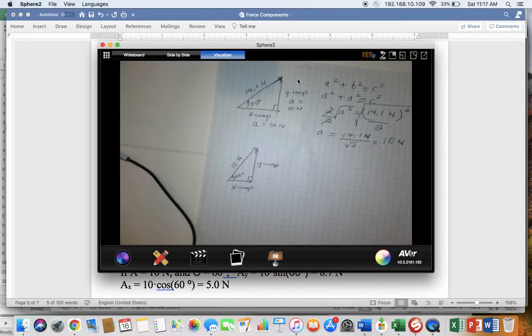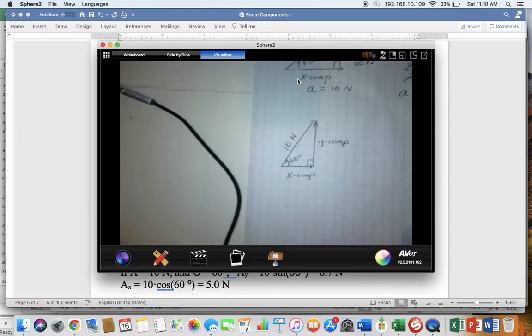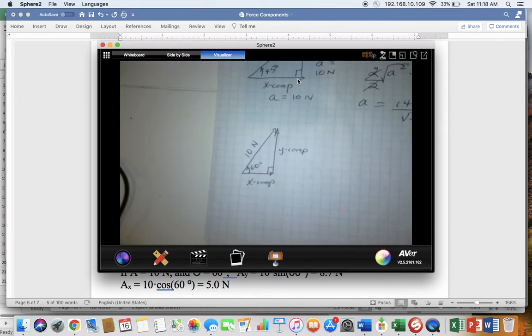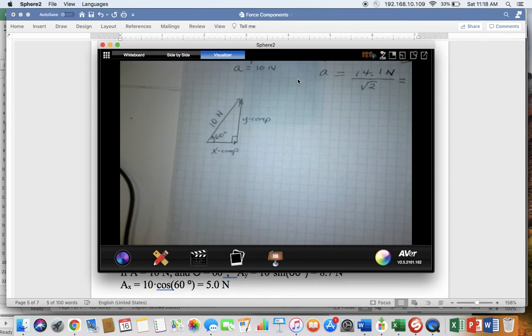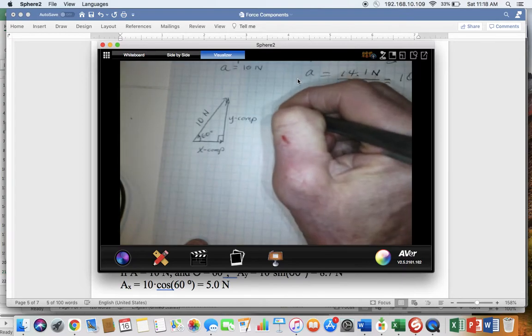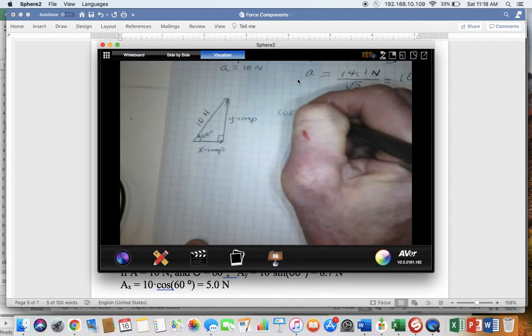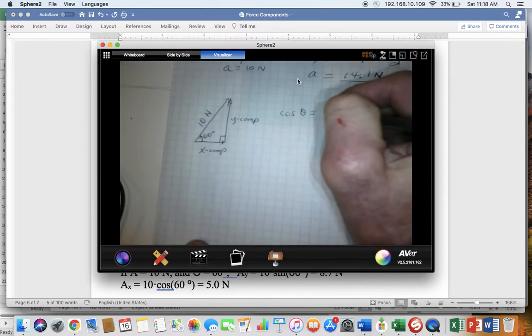Okay, so let's say we have a vector, again, 10 newtons at 60 degrees. Can we analyze how big the x and y components are? And the answer is yes. Okay, so again, as a reminder, we have these functions, cosine and sine.